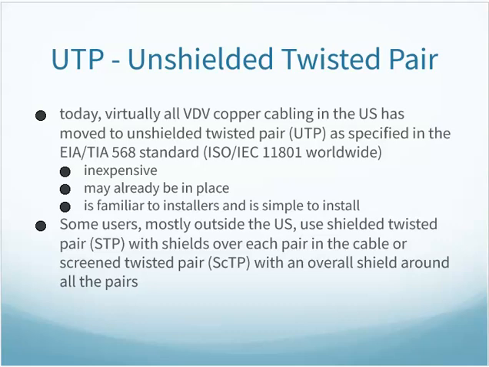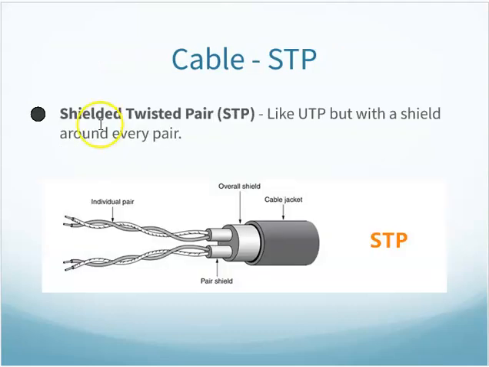Some instances you might see shielded twisted pair or screen twisted pair. So we like to mention those. Shielded twisted pair kind of comes from the days of token ring, but with shielded twisted pair, you literally have a shielding around each individual pair. The thing I like to mention here, though, is we start seeing some of these aspects in our higher categories of twisted pair cabling. So we start seeing some of these aspects with the design of certain categories of cabling.